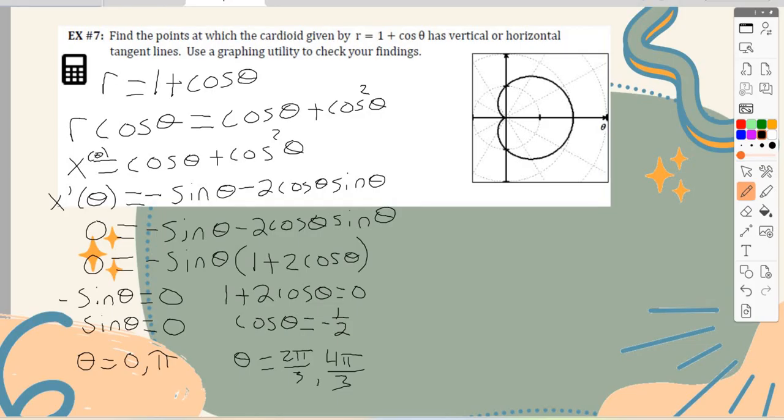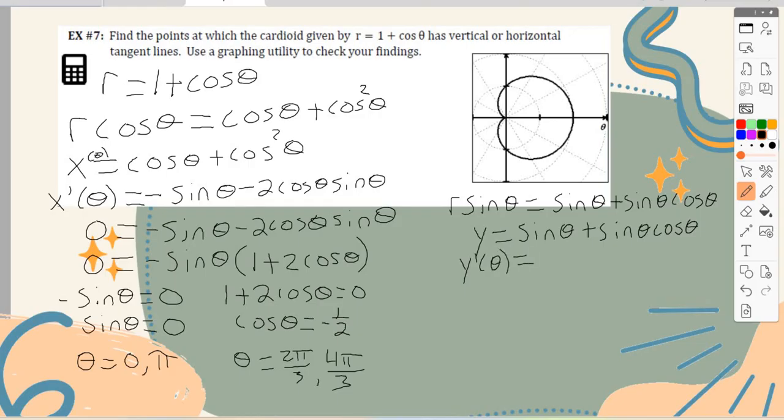So our second one's going to work very, very similarly. The only difference is instead of multiplying by cosine, I'm going to multiply by sine. So I get sine of theta plus sine theta cosine theta. So now on the left hand side this is now y. And can I take the derivative of that? Yeah. What are we going to have to do in order to take the derivative though? For this second part. Product rule. Okay. So what's the derivative of sine?